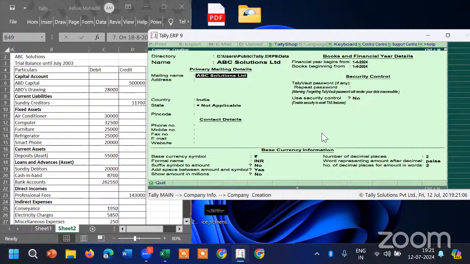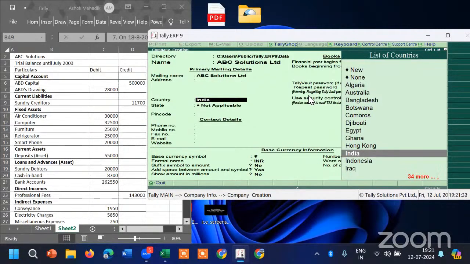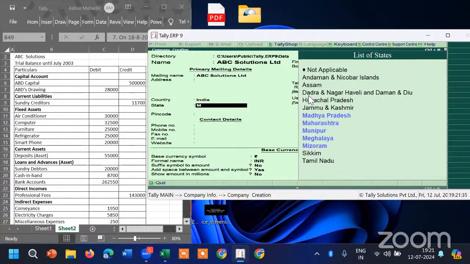So what I'm speaking right now is your answer. That is the theory part, what you will be writing in your answer booklet. When such a sum is given with trial balance and adjustments, first of all, you will create a company with the given name. That we do by pressing Alt F1. We get the option to create company. Then enter the company's name, country India, state Maharashtra.